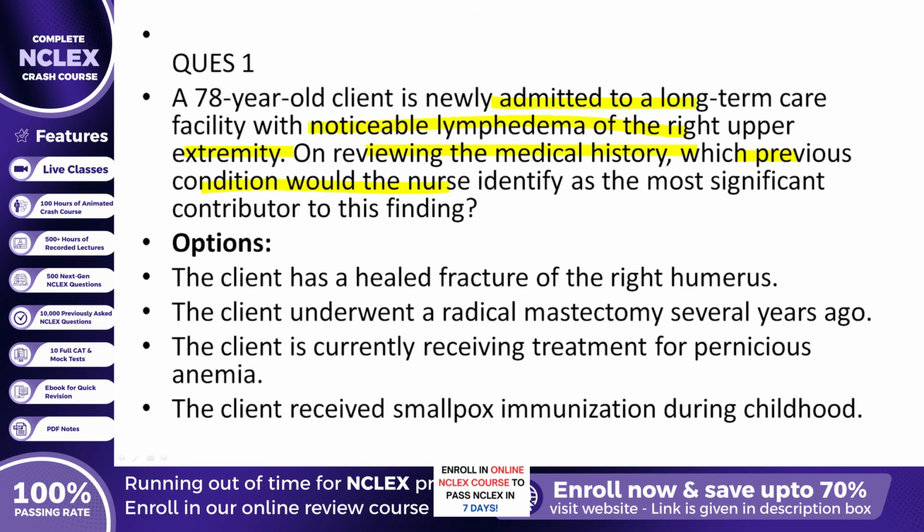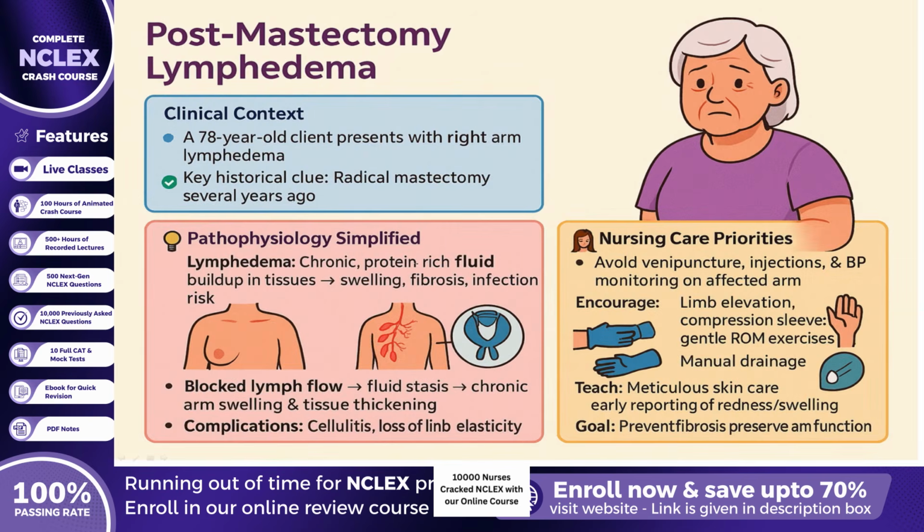The correct answer is option 2, the client underwent a radical mastectomy several years ago. To understand this, let us explore the expanded advanced rationale. Lymphedema is a chronic and often irreversible condition, characterized by the accumulation of protein-rich lymphatic fluid in the interstitial tissues, leading to swelling, fibrosis, and impaired immune response. The most common cause of secondary lymphedema in the upper extremity is the removal or destruction of axillary lymph nodes during a radical mastectomy. In this surgical procedure, not only are the breast tissues and underlying muscles removed, but also the axillary lymph nodes responsible for lymphatic drainage from the arm.